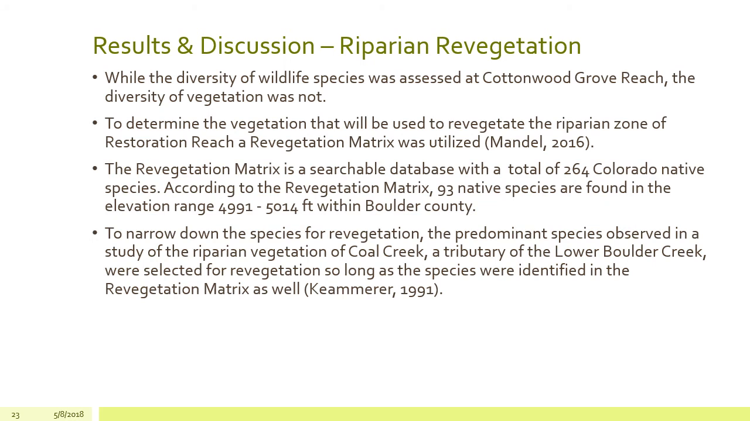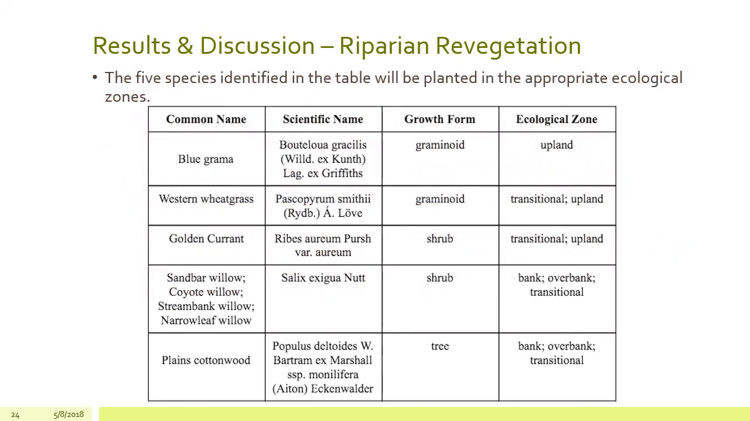And then to further narrow down the species for revegetation, the prominent species observed in a study of the riparian vegetation of Coal Creek, a tributary of the lower Boulder Creek, were selected for revegetation as long as those species were also identified in the revegetation matrix. The following 5 species will be used to revegetate the riparian zone. 1, blue grama, 2, western wheatgrass, 3, golden currant, 4, sandbar willow, which has a few different names, and then 5, plains cottonwood.